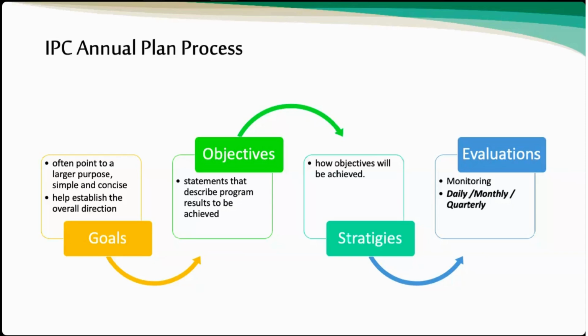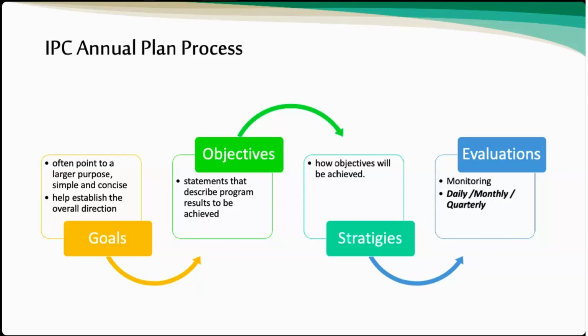An objective is a statement that describes program results to be achieved. As we said, goals point to a larger purpose and are simple and concise, but objectives tend to be time limited and measurable actions with outcomes that help to push progress toward broader goals. Without well-written goals and objectives, it's difficult to measure your progress in implementing your program.